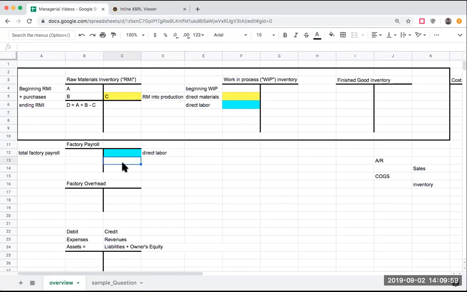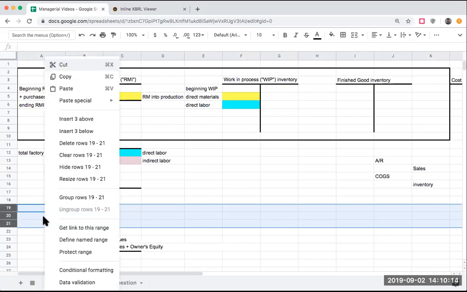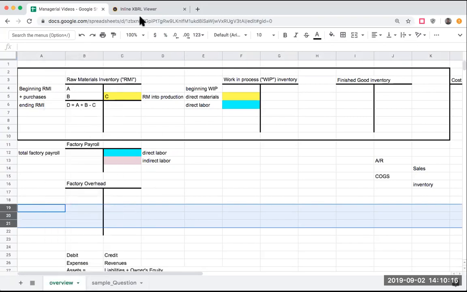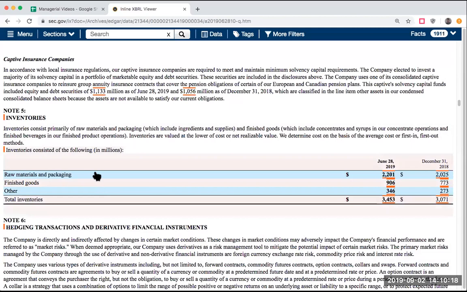My next type of factory payroll is going to be indirect labor. Indirect labor is labor that's happening at the factory, but I cannot directly attribute it to one particular product. So for example, if I have someone who's working directly on Monster Energy drinks, which is owned by the Coca-Cola Company, and they're directly working on that particular product, hey, that's great. I'm going to put that directly into work in process.